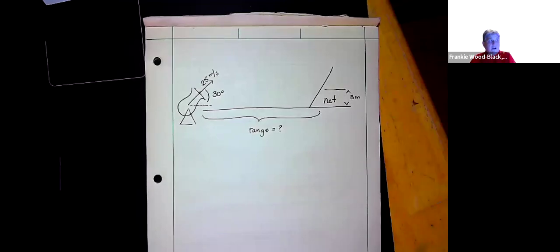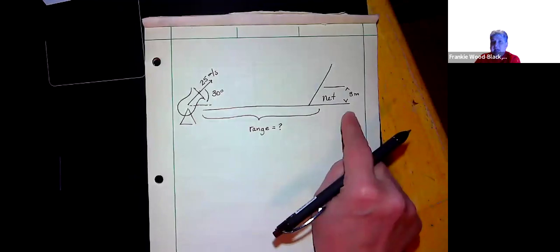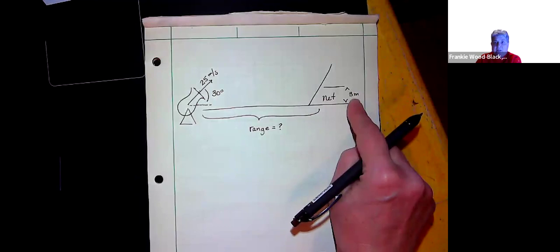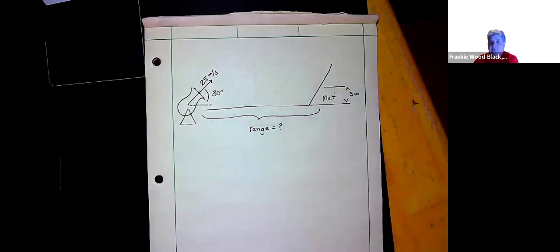So we are responsible for creating a circus act. We're going to do the human cannonball. So we're going to call this the human cannonball. And we're going to have to set up the net. And we want the net to be at least 3 meters above the ground. So this is going to be 3 meters above where this arc would be.